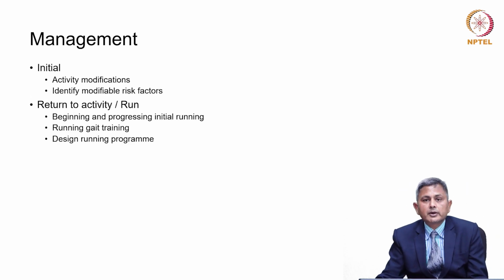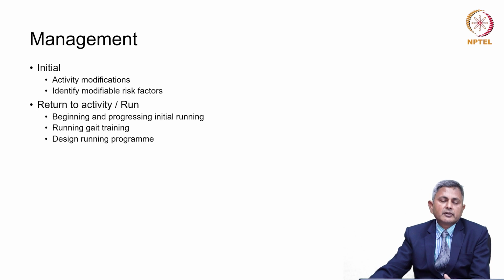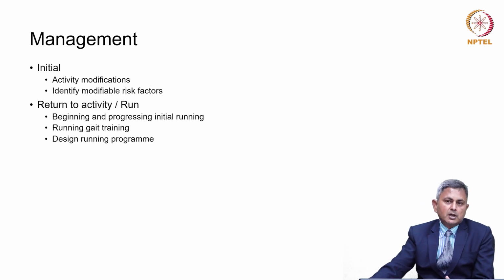And how are you going to manage him? Initially with activity modification, and identify the modifiable risk factors, and then the return: how you plan to return to activities, beginning with progressive initial running. If 2 or 3 consecutive sessions are pain free, then you can increase by 10%, and simultaneously, if there is some biomechanical fault, you can change that. But keep in mind this change should not initiate another problem.